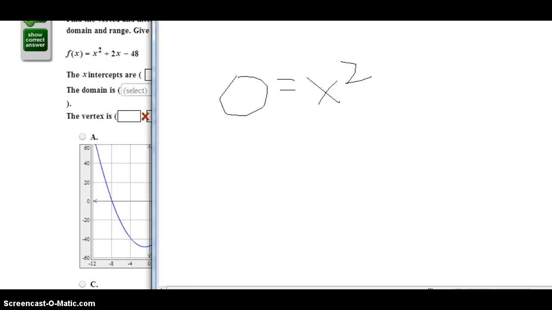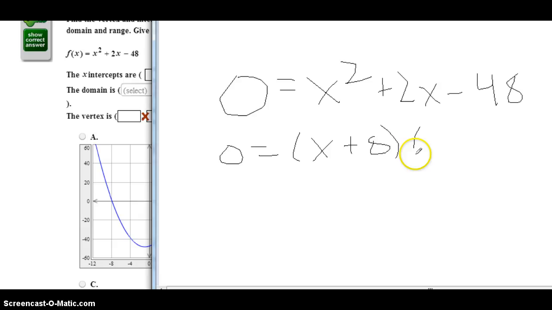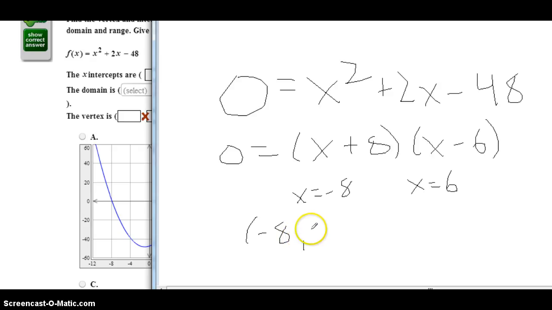What is it? x squared plus 2x minus 48. So to solve that, you would want to factor. So it'd be x plus 8 times x minus 6. So the two solutions to that then would be, this part could be 0, so x could equal negative 8, or this part could be 0, so x would equal 6. So your intercepts there, x is negative 8, or x is 6.